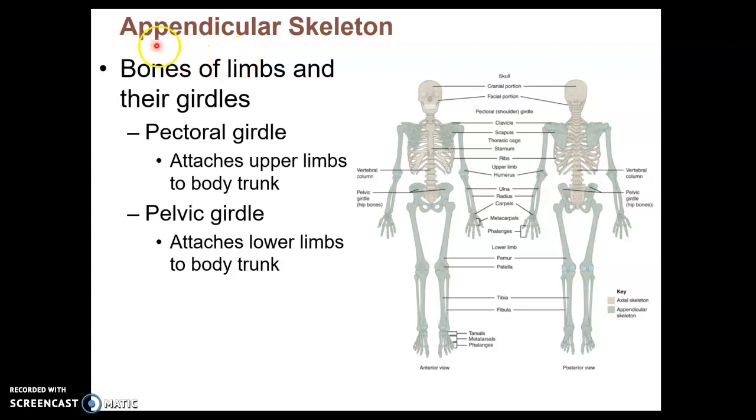Now we begin the appendicular skeleton, which you see in the darker color in the images. They include the limbs and also the girdles. And the girdles attach limbs to the trunk. So you have a pectoral or shoulder girdle attaching the upper limb to the trunk, and you have a pelvic girdle attaching the lower limbs to the trunk.